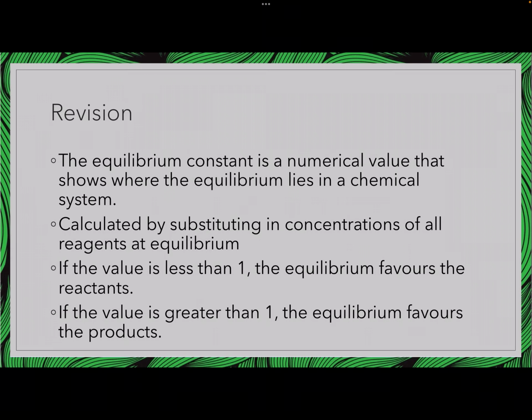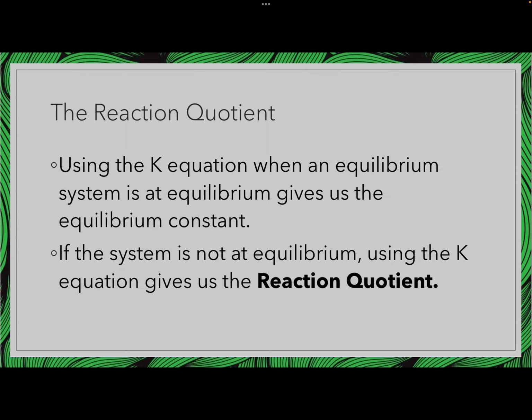Now, what we're doing today is what we call the reaction quotient. Basically, using the K equation when an equilibrium system is at equilibrium gives us the equilibrium constant. However, if the system's not yet at equilibrium, using the K equation gives us what we call the reaction quotient. It shows us where the ratio of products to reactants is and which way it should go to get to that equilibrium constant.